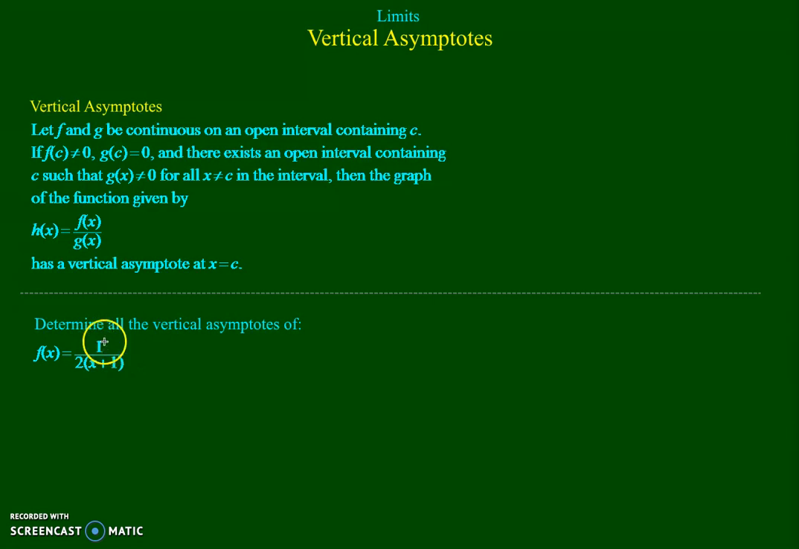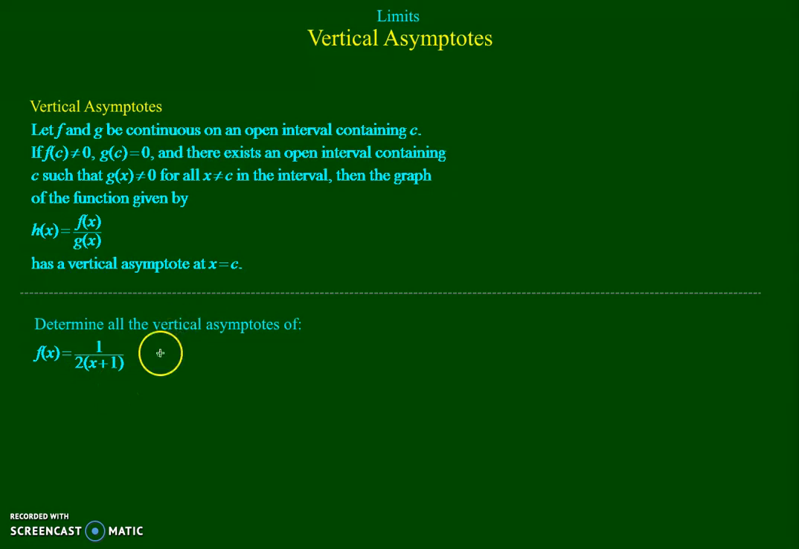In this first example, our top function f is constant, so it's always 1, which means it's not 0. And our g function, there is a value where this can equal 0. It's at -1. But at all other points, this bottom expression is not going to be equal to 0. So it satisfies this condition up here, that there is a point c where g of c equals 0, but all the other points are not equal to 0. And so we can say that this function has a vertical asymptote at x equals -1.